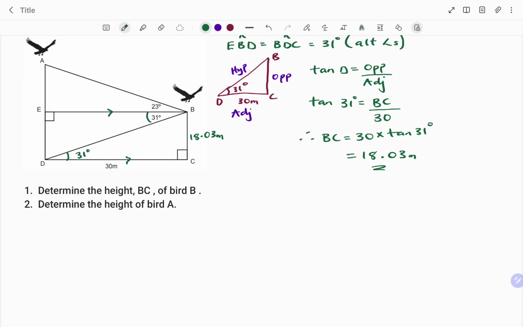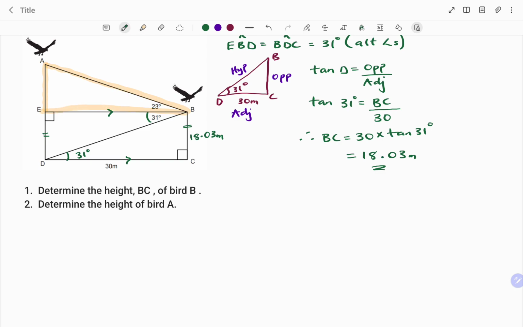The second part of the question says, determine the height of the bird A. To do that, because we have EBDC as a rectangle, we know that opposite sides are equal, so that means the side BC is equal to the side ED. So I only need to find the distance AE so that I can use that to find the total height of the bird A.